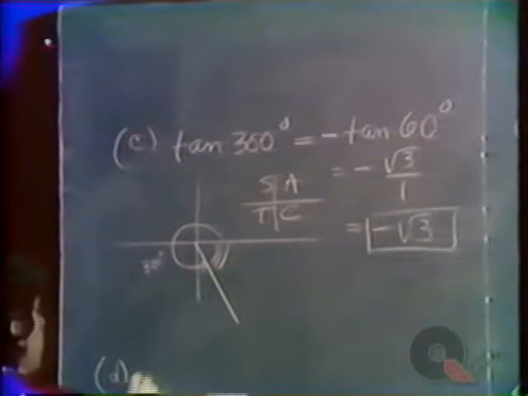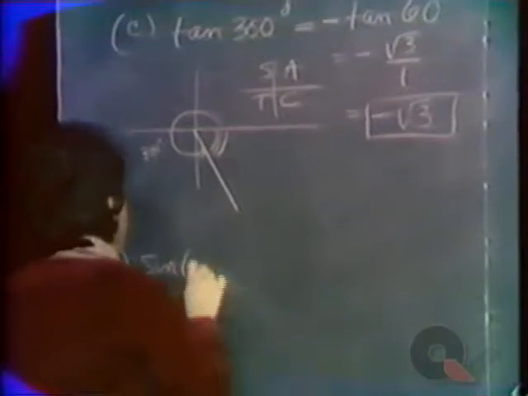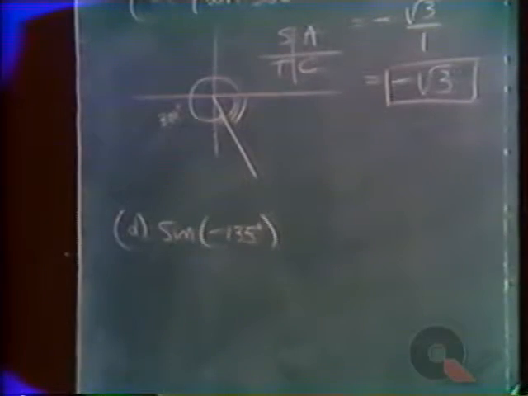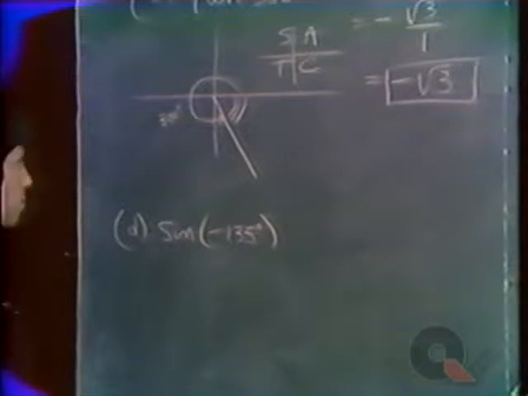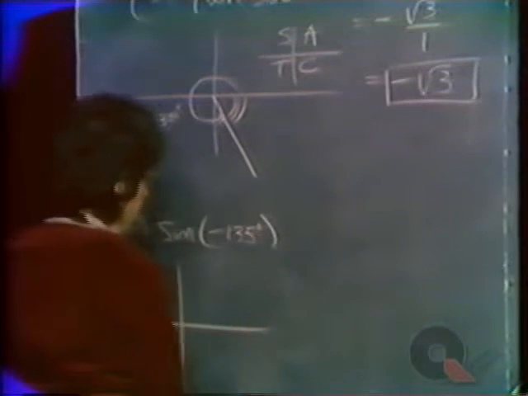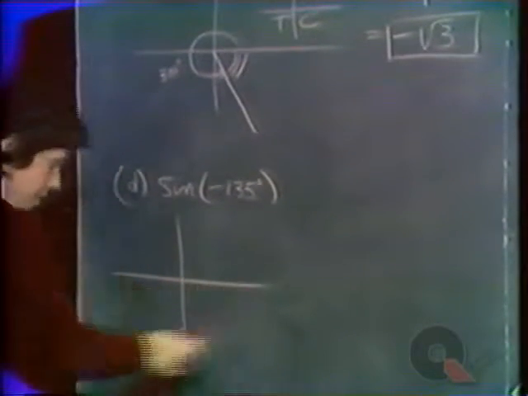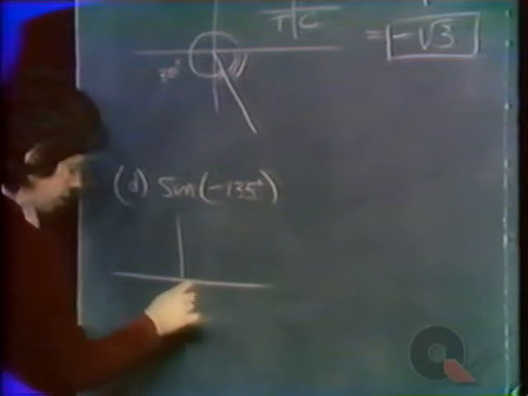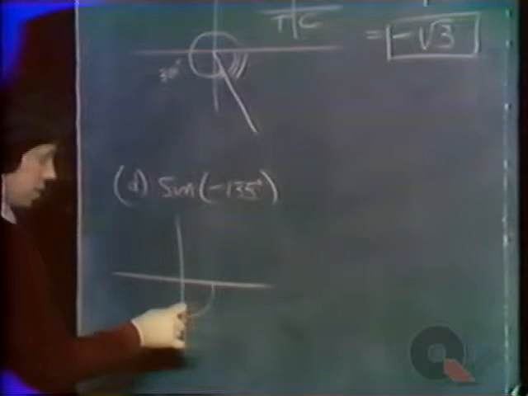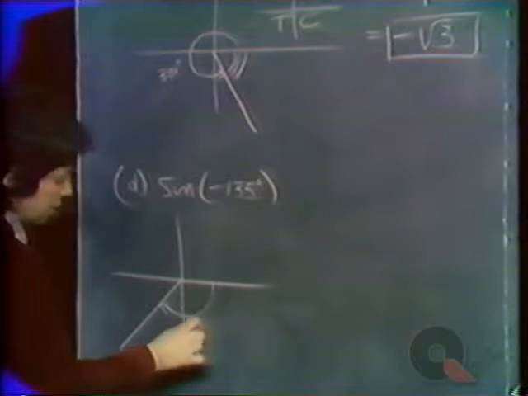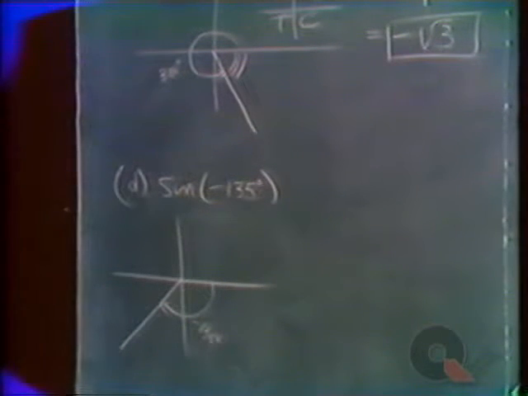In part D, we want the sine of minus 135 degrees. Minus 135 degrees means the angle is being measured clockwise instead of counterclockwise. We want to start here and go 135 degrees in the clockwise direction. That will bring us, this is 90, and this is an additional 45, that will bring us like so.